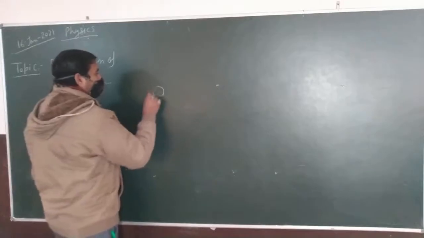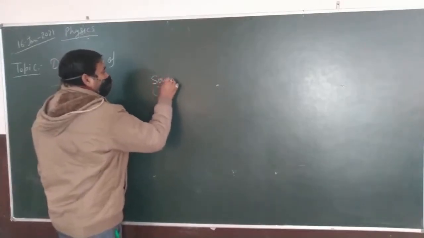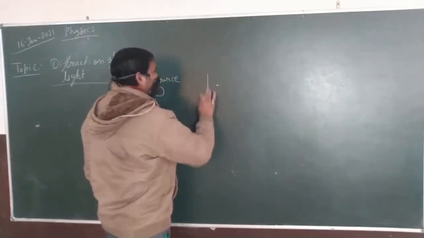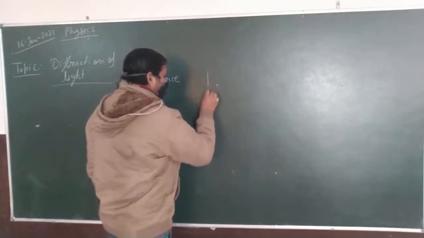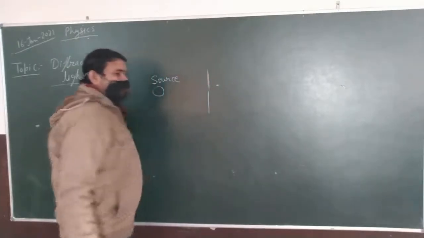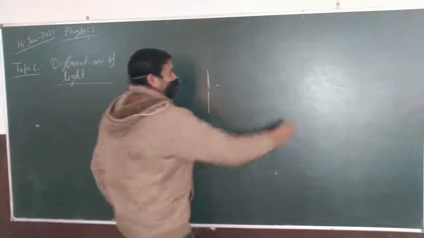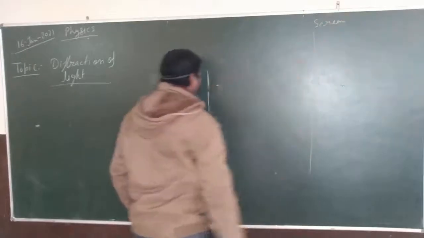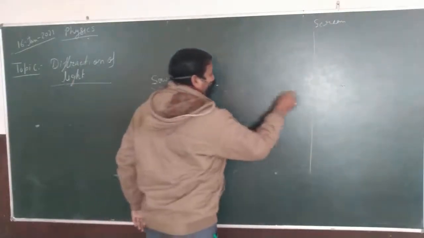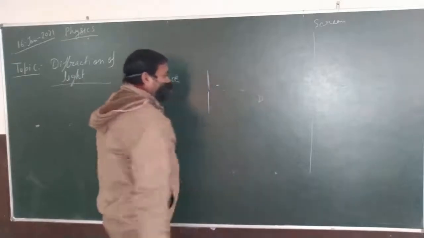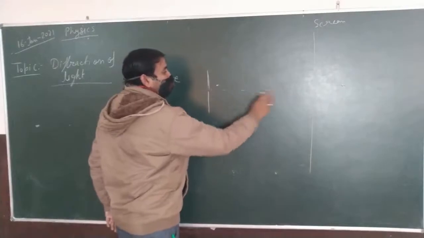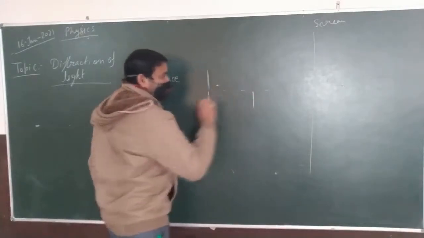Okay, suppose we have a source of light, and here is a slit from where the light is emitting. And there is a screen. So if the distance between the screen and the source is d, and an obstruction is placed after the center point like this.